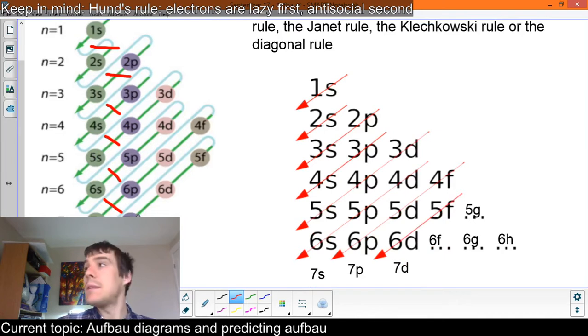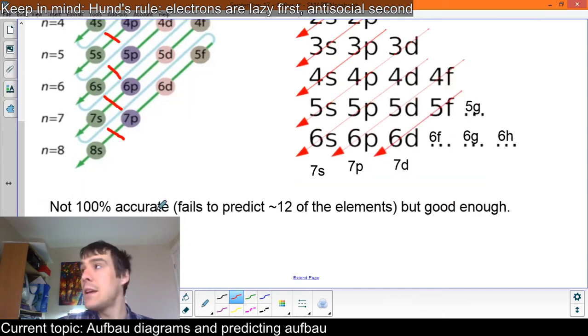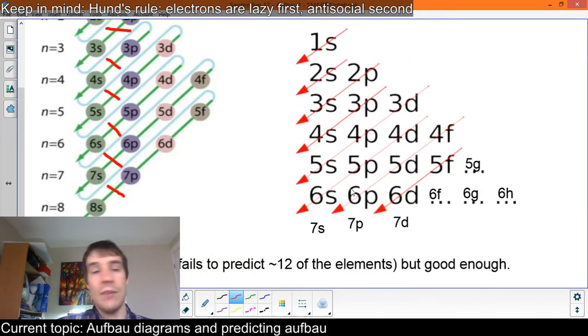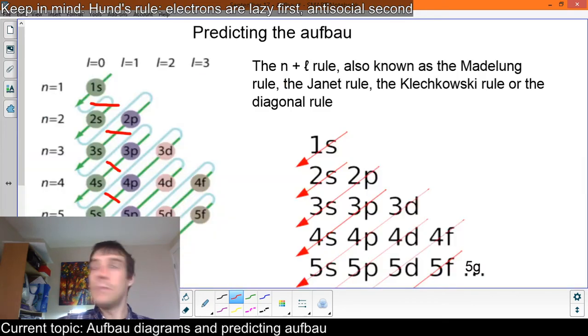So the last one that we know is Oganesson, element number 118, and that's as far as that gets. Whatever the next one is would start 8s. This is not 100% accurate. It fails to predict about 12 of the elements, but it's pretty good. So if you ever want to write out an Aufbau diagram, you can use the diagonal rule.